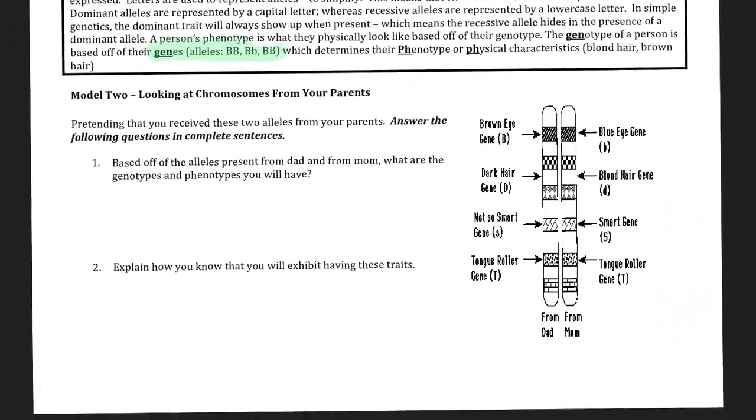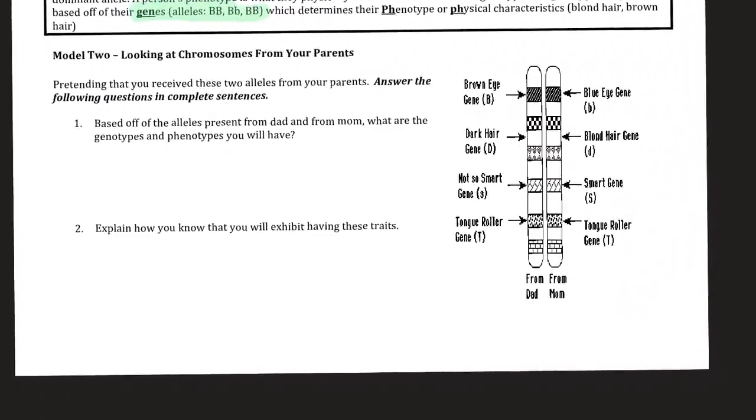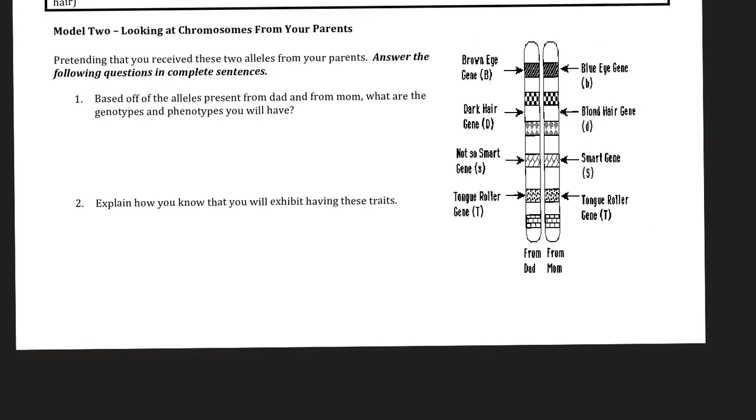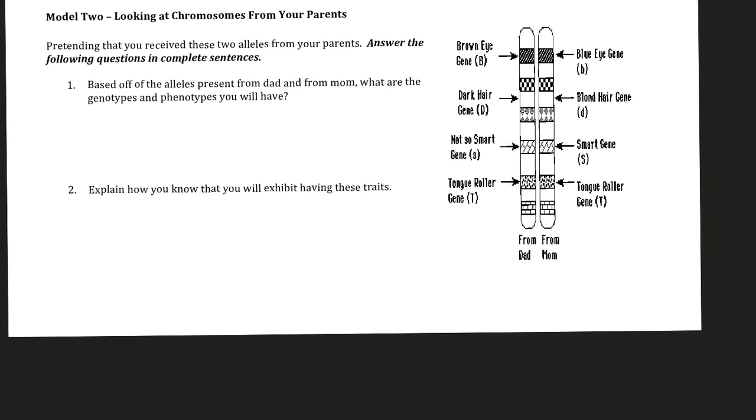Okay, pretending that you received these two alleles from your parents, answer the following questions in complete sentences. So let's take a look at it. Here we have blue eyes. Here we have brown eyes. Which one's dominant according to what we just read?